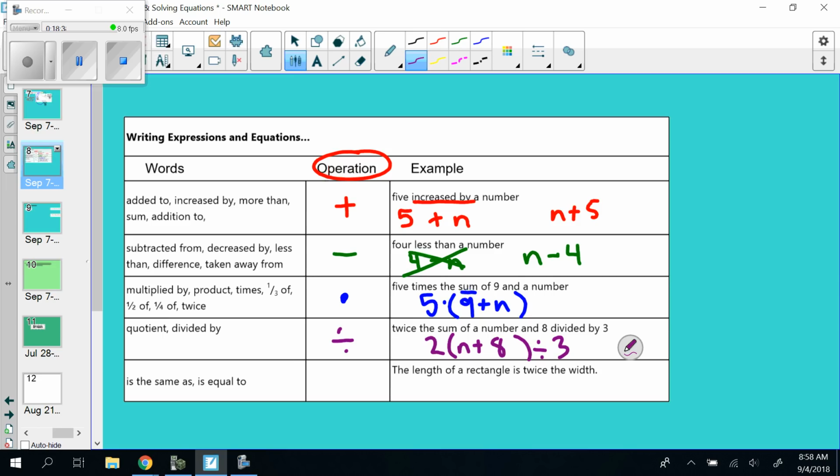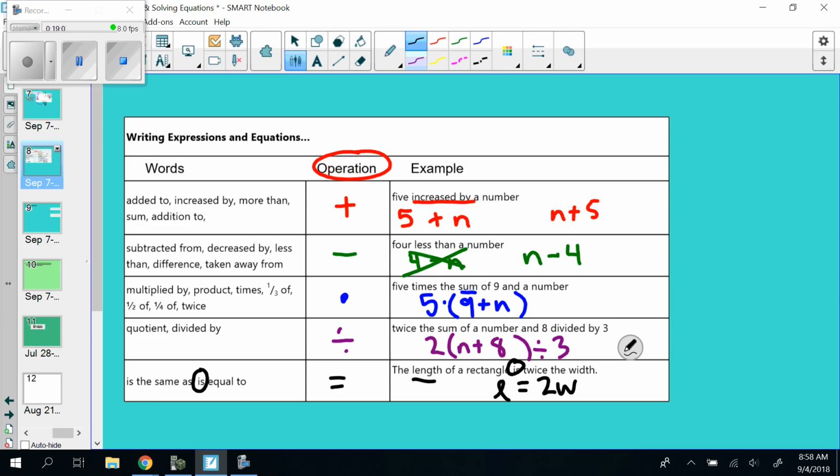And the last one is the same as or equal to. That's our indication of an equal sign. Okay, is the big one. Anytime you see is, almost always in a math sense, that's going to mean equivalent or equal to. So this one says the length of a rectangle is twice the width. So as an equation then, length we could use like L is equal to twice the width.